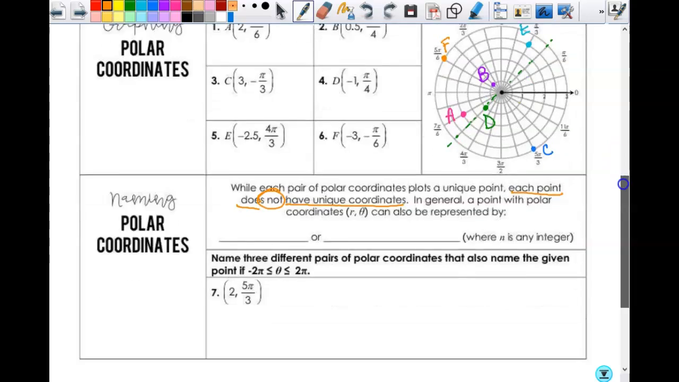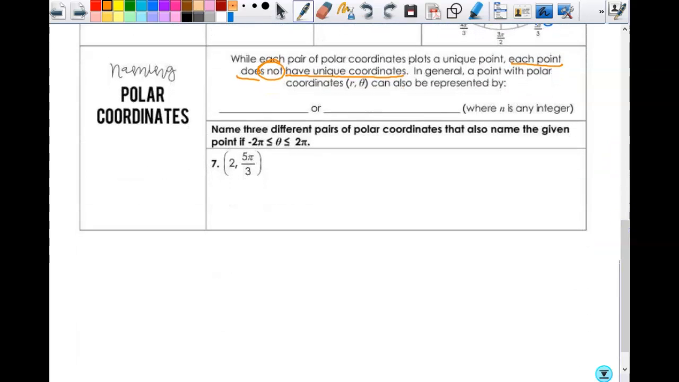So if you have a point that is (r, theta), you could also represent that by (r, theta plus or minus 2 pi n), where n is any integer. Or if r is negative, it'd be (negative r, theta plus or minus (2n plus 1) times pi). And honestly, that's mathematically how you get there, but really you don't even have to think about it that way. To me it's easier to think about where the point is and come up with those.